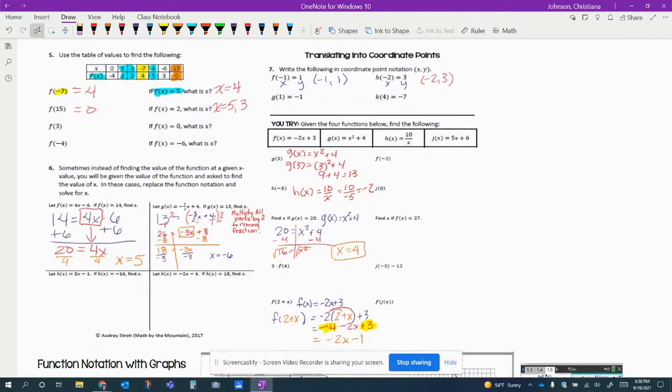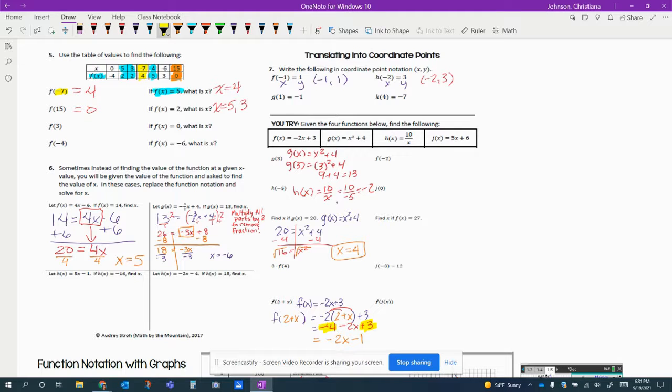Okay, so the next thing is what if we're looking at a table? If the number is inside the parentheses, we are looking at the x part of the table. So we find -7, and whatever the number is that's paired with that is the answer, that's 4. If x is 15, its pair is 0.